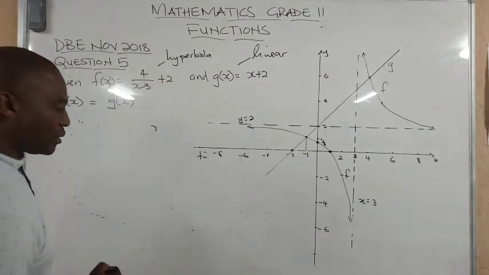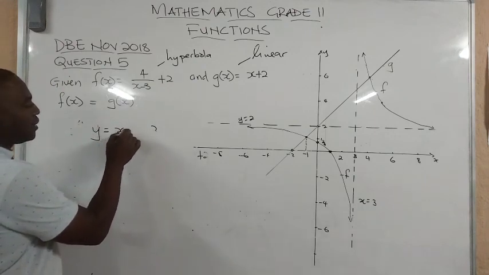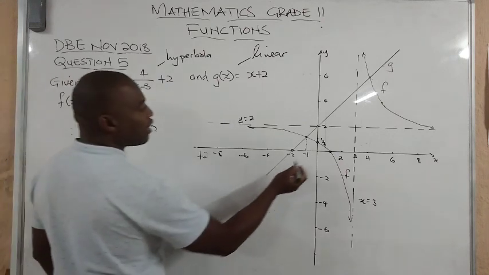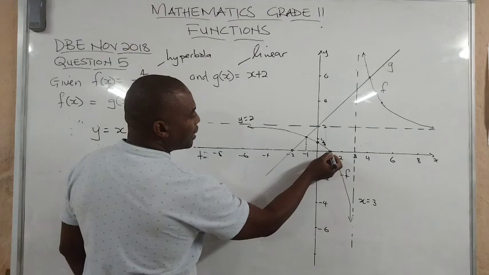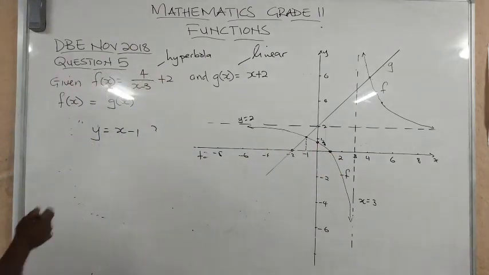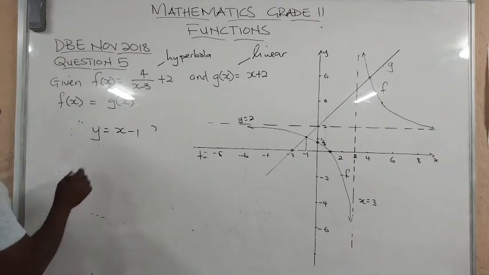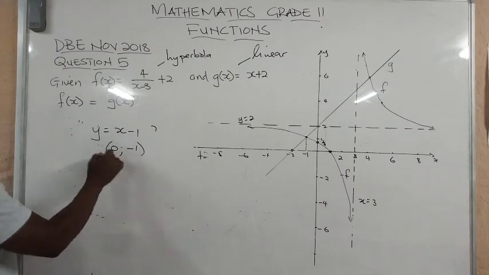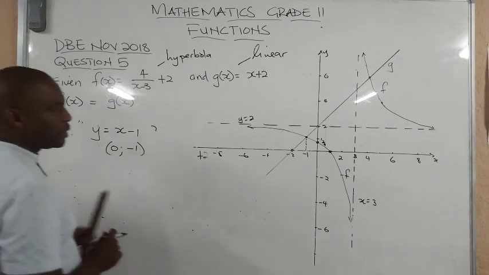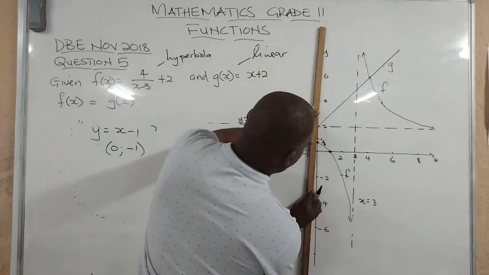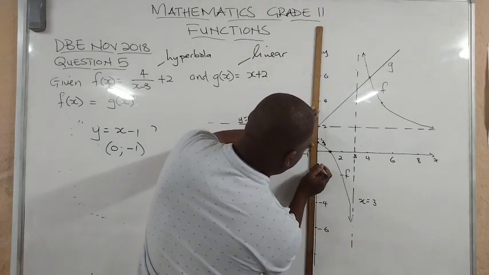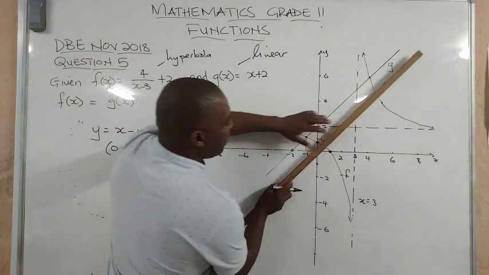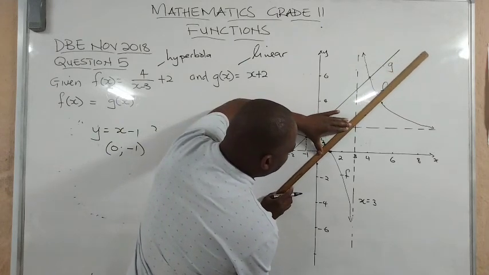Now, out of interest, if we take the line y is equal to x minus 1, we already have the point where it cuts the x-axis. We can as well find the y-intercept, that is when x is 0, we'll get y is negative 1, which means this graph cuts the y-axis at this point.